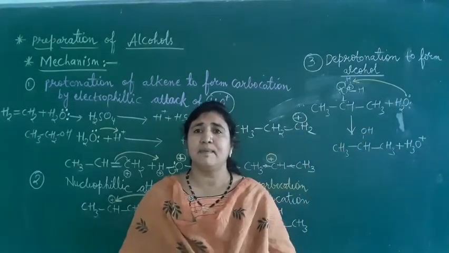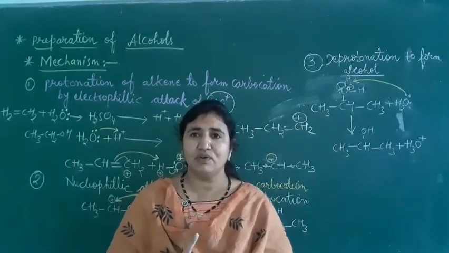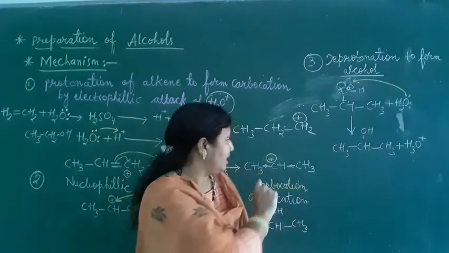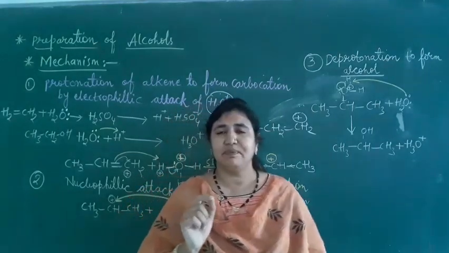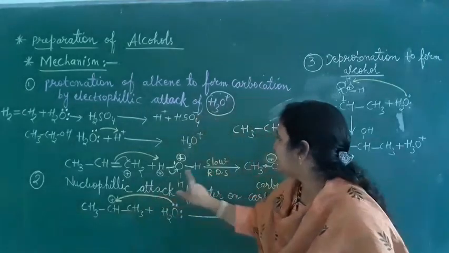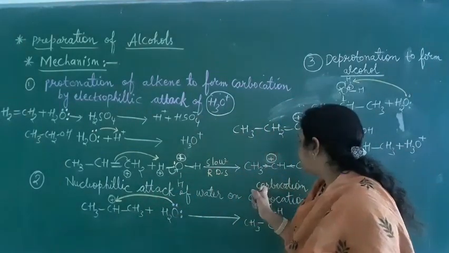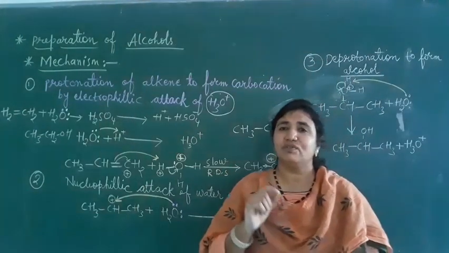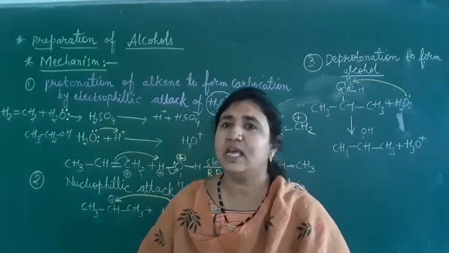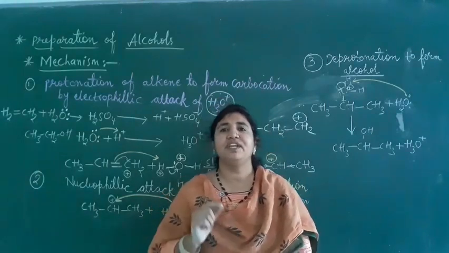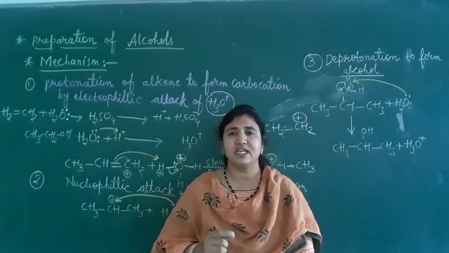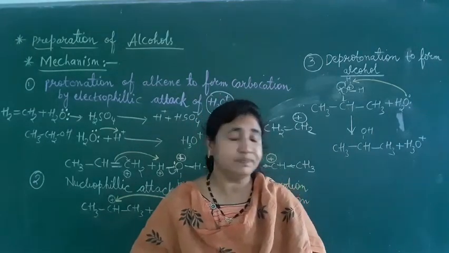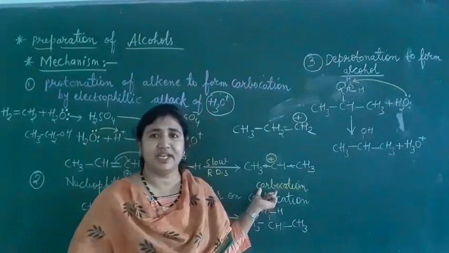This is the mechanism. By this mechanism we have conclusion one: the rate determining step of this reaction is the formation of the carbocation. This is the slow step, giving the stable carbocation. Whenever formation of a carbocation is there, there will be a possibility of rearrangement of the carbocation. We have the methyl shift reaction and the hydride shift reaction.